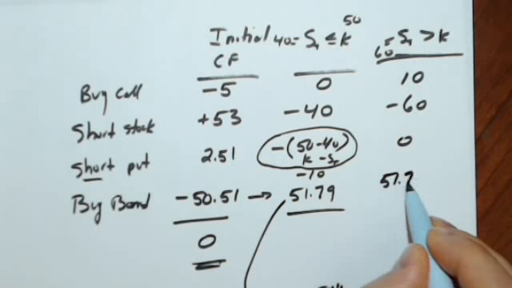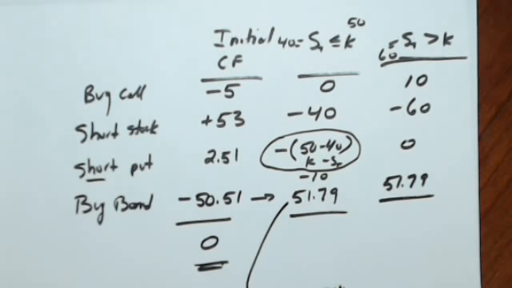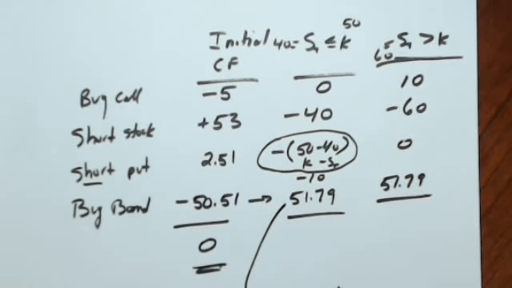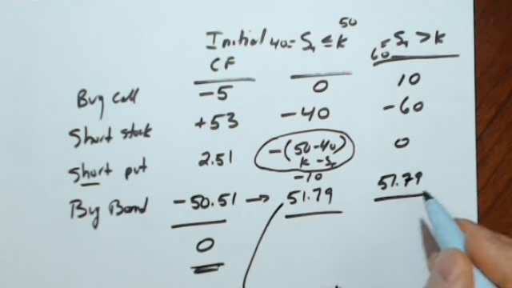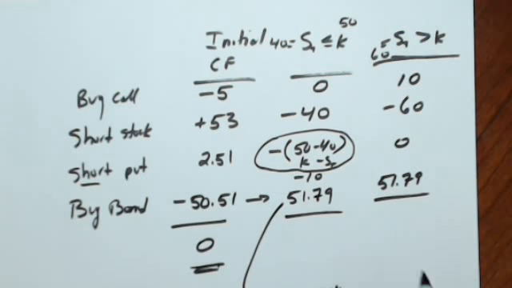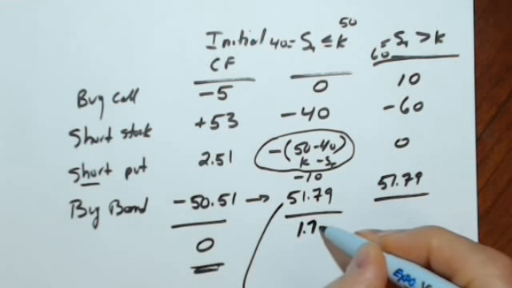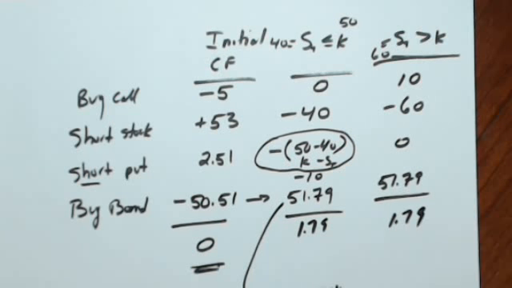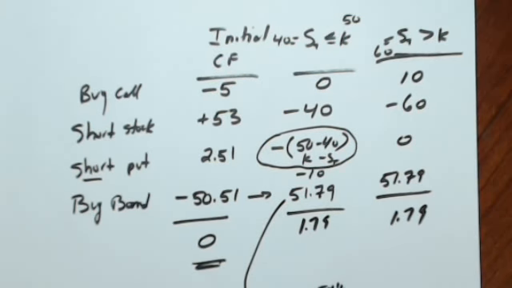And it doesn't matter where the stock price is relative to the strike. Just doesn't matter. Add this up, you get $1.79 and $1.79. Okay, look, no matter what happens, we get $1.79 in payoff at expiration.